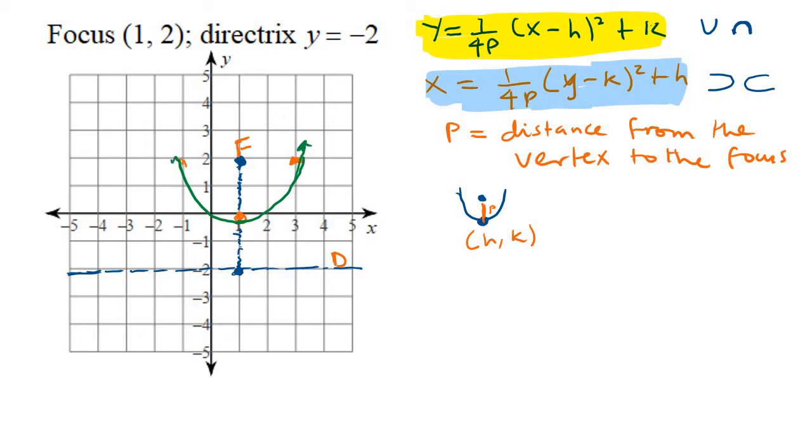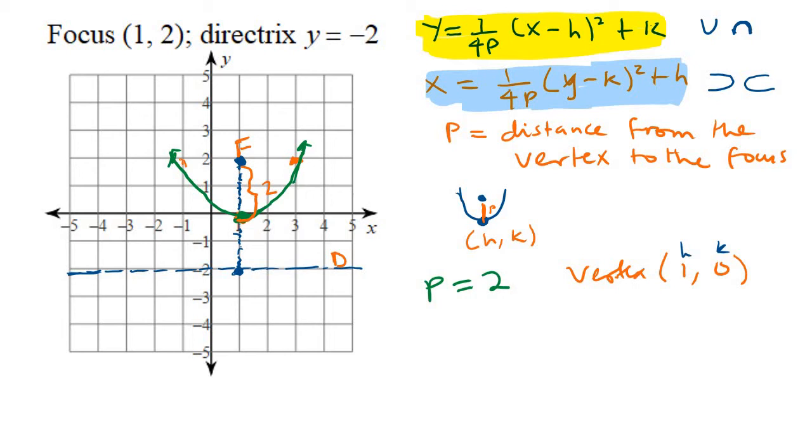Okay, so it's facing up. Now we're going to determine P. This is our vertex, the vertex is right there on the x-axis. So for this particular parabola, P equals 2. That's the distance from the focus to the vertex, 2 units. And then our (H, K), the vertex, is at (1, 0). So H is 1, K is 0.